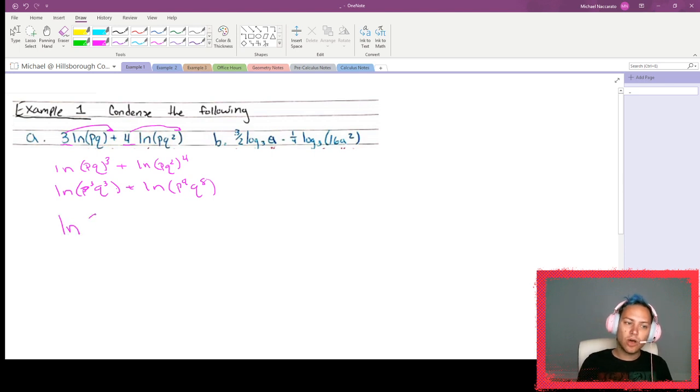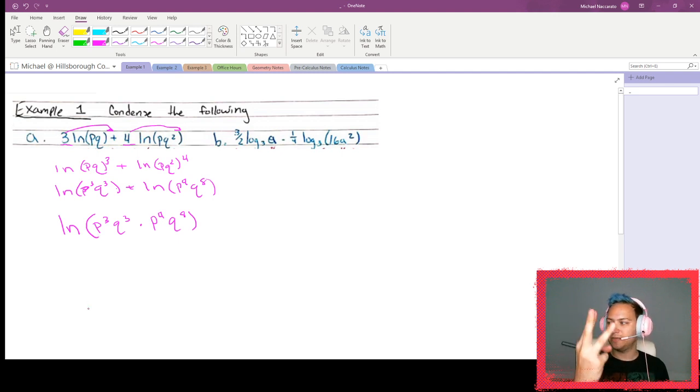I'm going to make it 1 natural log. Because it's a plus sign, we know that multiplication is happening here. So I have p cubed q cubed multiplied by p to the 4th q to the 8th. And remember, when you multiply exponential powers, well, p times p times p is p cubed, and p times p times p times p is p to the 4th. So p cubed times p to the 4th is p to the 7th. You add the exponents together when you do that. So I end up with p to the 7th, and q cubed times q to the 8th is going to be q to the 11. There's 11 q's being multiplied, and that would be your condensed version.